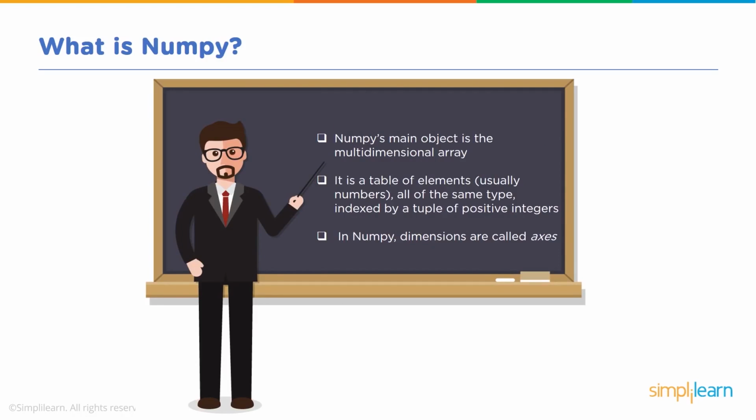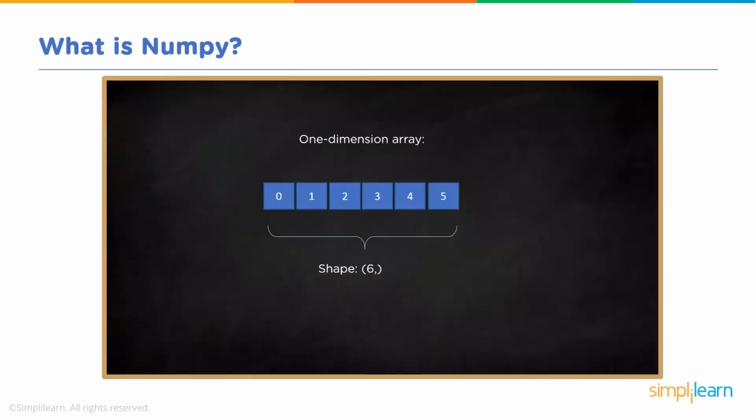In NumPy, dimensions are called axes. Take a one-dimensional array, and remember dimensions are also called axes, so you can say this is the first axis: 0, 1, 2, 3, 4, 5. And you can see down here it has a shape of 6. Why? Because there are 6 different elements in the one-dimensional array. And they usually denote that as 6 comma, with an empty slot after it.